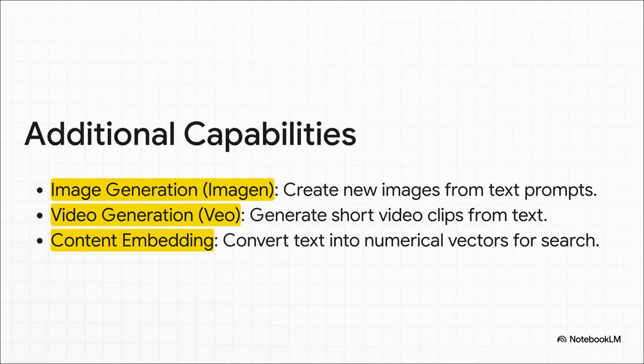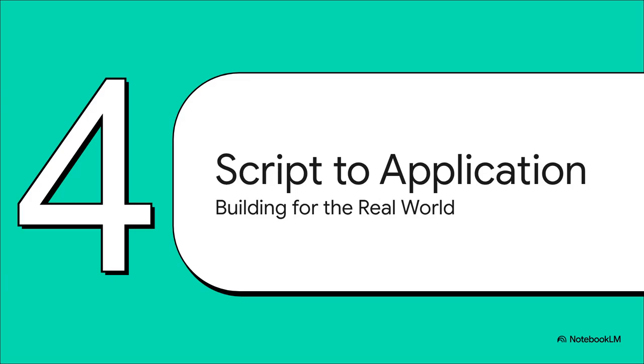And the list of superpowers just keeps going. The SDK also plugs you right into models for generating brand new images with Imagen, creating short video clips from text with Veo, and even turning your text into numerical vectors, which is the secret sauce for building powerful semantic search systems. So these individual features are awesome, right? But how do you actually connect them together to build robust, real-world applications? Let's talk about the patterns for that.